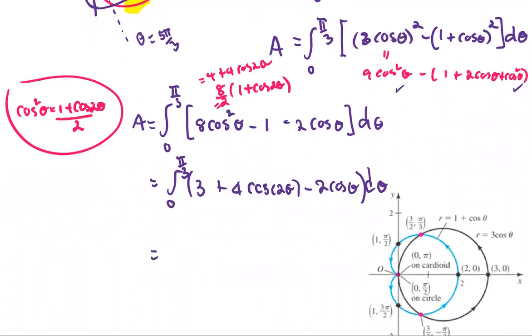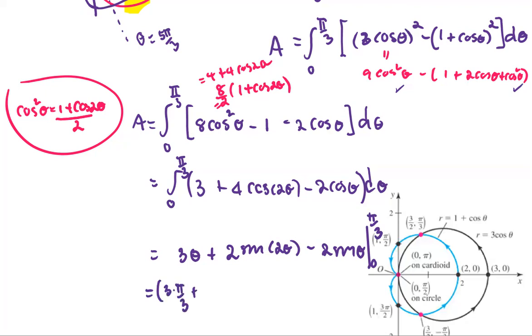Find the antiderivative of 3 with respect to theta to get 3 theta. Antiderivative of the second term, we get 4 times the sine of 2 theta, divided by 2. 4 divided by 2 becomes 2. And minus, this term will be 2 times sine theta. Evaluate from 0 to pi over 3. The first group, 3 times pi over 3 plus 2 times sine of 2 pi over 3 minus 2 times sine of pi over 3.